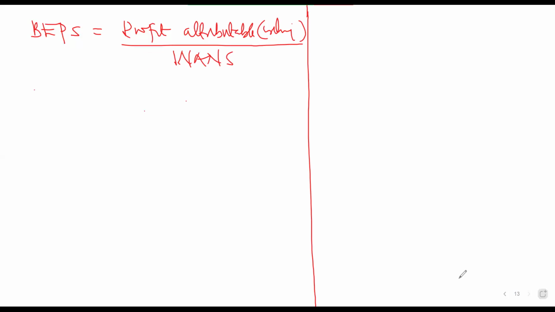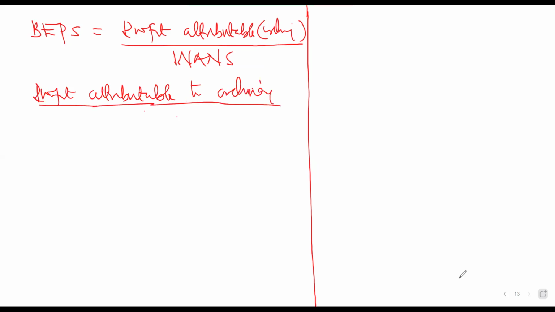So let's find the profit attributable to the ordinary shareholders. Please, if they ask you to calculate the earnings per share for a parent company, you always use the profit attributable to the parent shareholders, not other comprehensive income. Revaluation is not supposed to be part of profit attributable, but this is just a normal one.